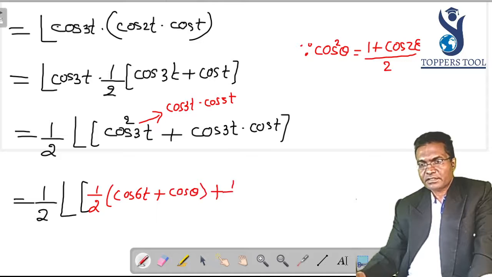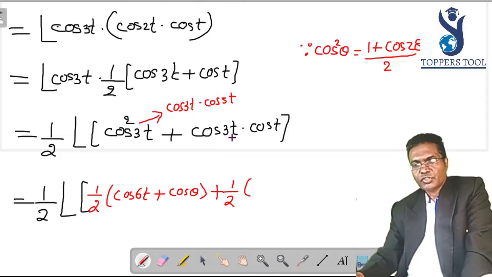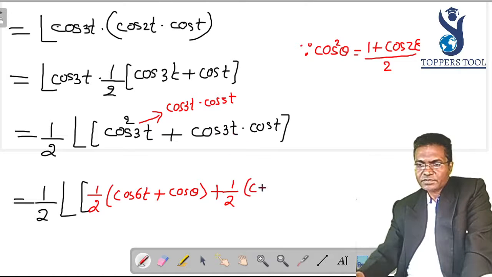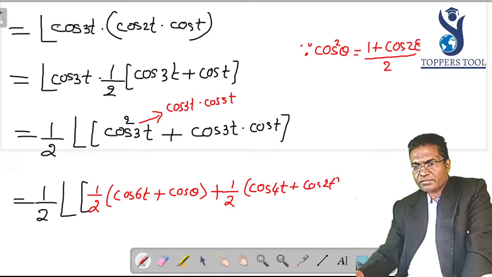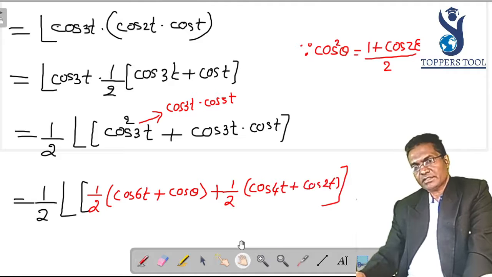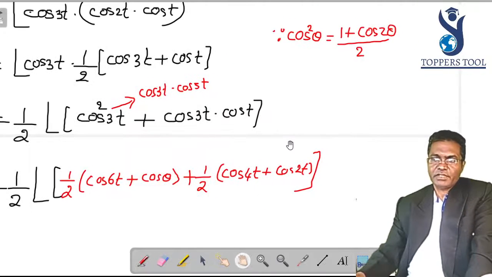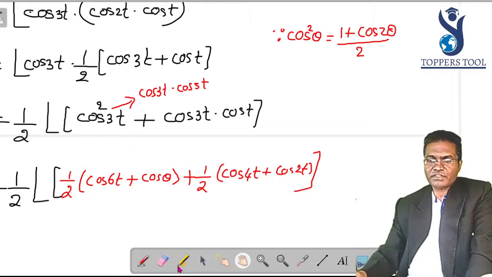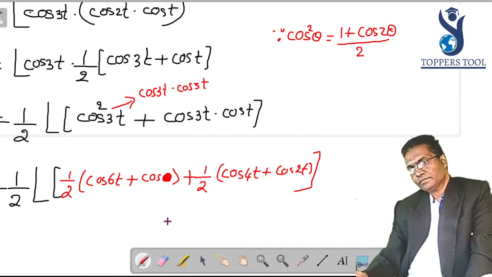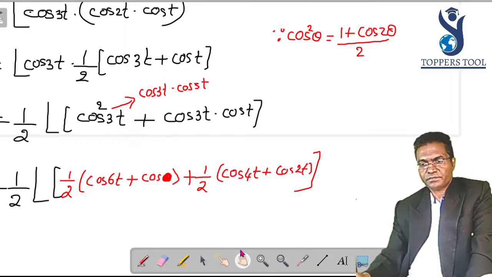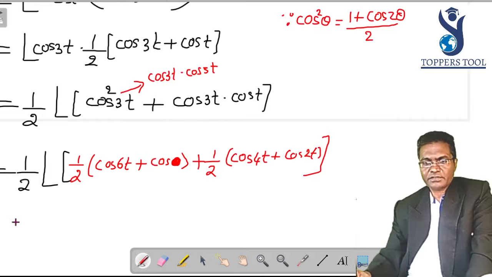Plus transformation formula here. So again, half cos of 4t, 3t minus t is 2t, cos of 2t. Okay. Even if you use the other one, we will get the same thing, because 3t minus 3t is 0. So cos 0 is 1.